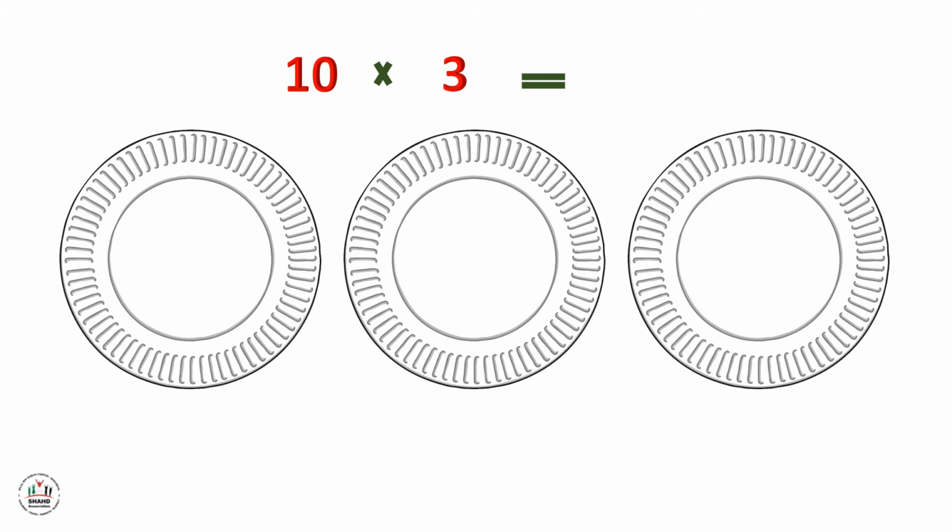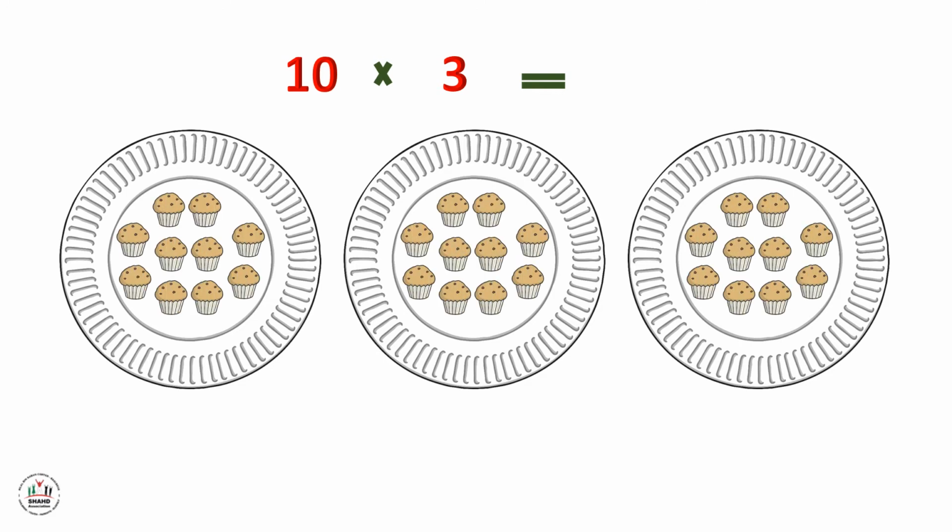Another example. 10 times 3. This means that we have 3 groups, and in each group we have 10 items. And here we will use cupcakes. In the first group we have 10 cupcakes, in the second group we have 10 cupcakes, and also on the third group we have 10 cupcakes.